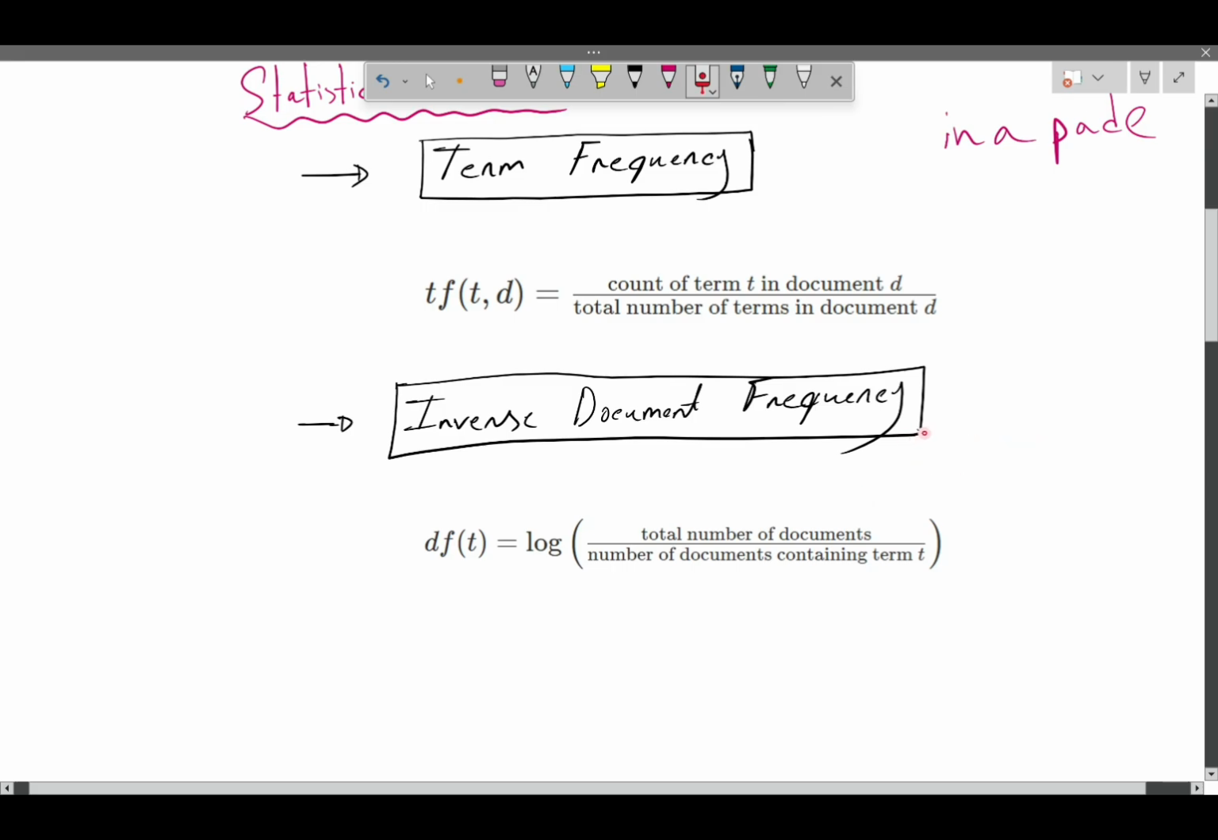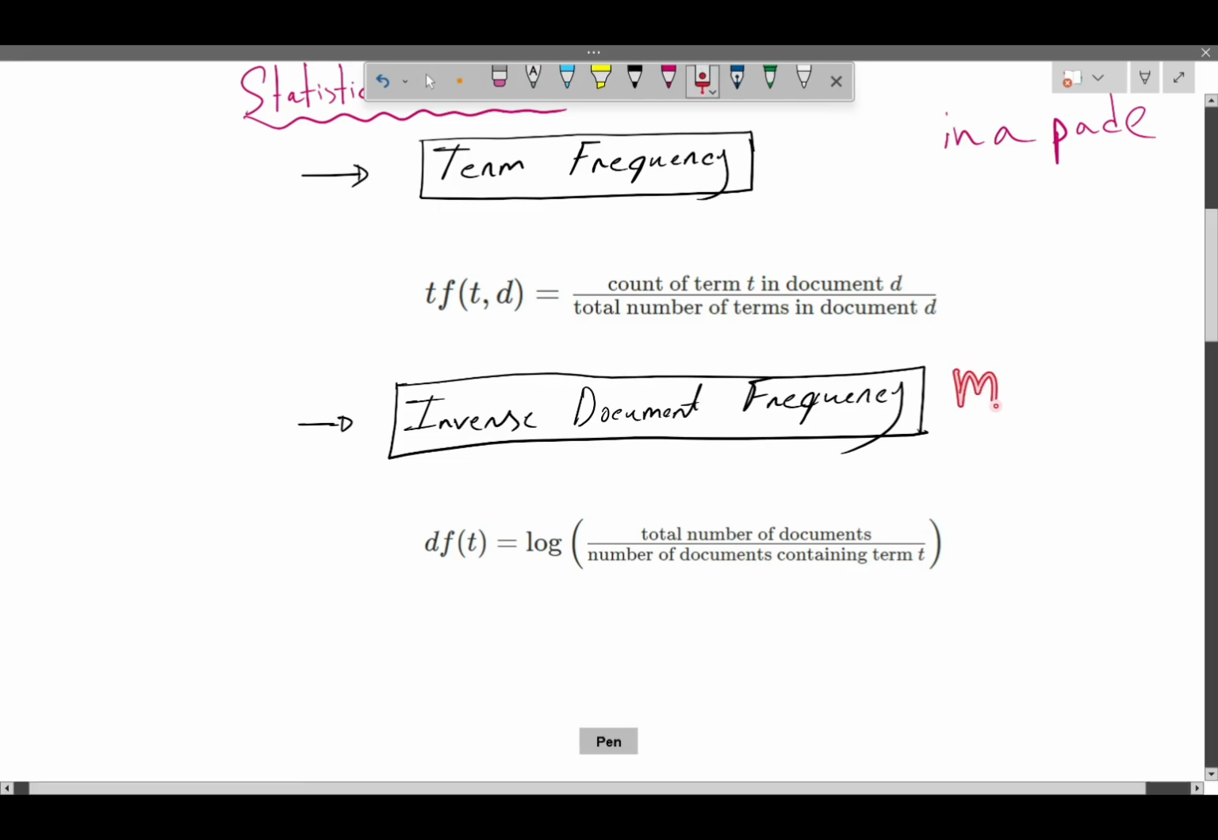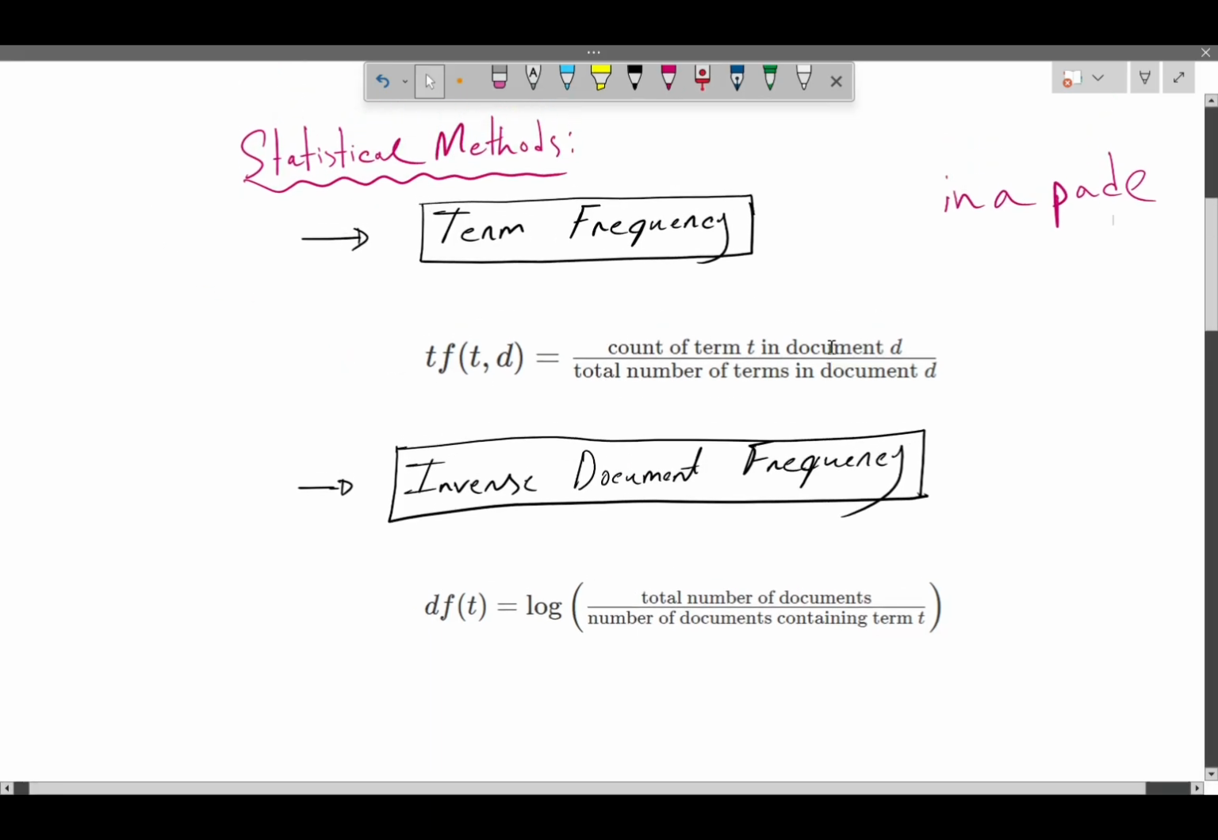In inverse document frequency, across multiple pages, if a word occurs rarely, then it is given higher weight. Okay, so this is the principle of inverse document frequency. To summarize, if a word occurs multiple times in a page, term frequency gives higher weight to that, and if a word occurs rarely across multiple documents, not a single page, then inverse document frequency assigns higher weight to that. Okay. So this is the statistical method.